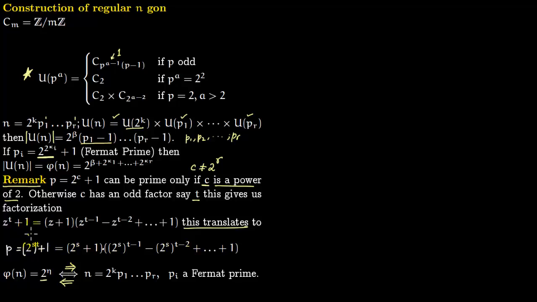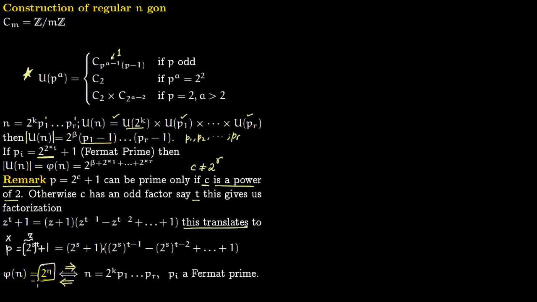So this is our z. So you have a factorization, so this is no longer prime. Therefore, this works in this direction also. There's a bit more to write down, but essentially this is the argument.